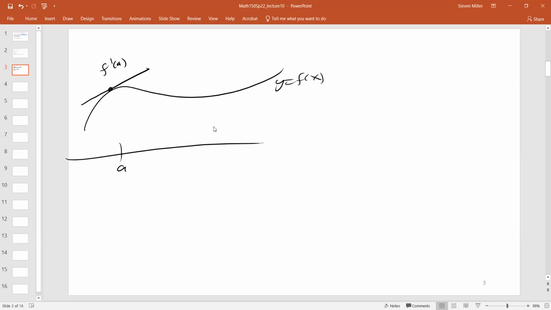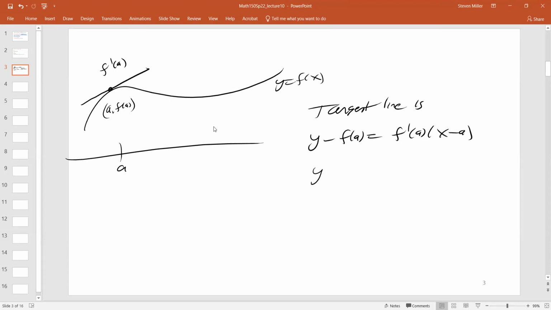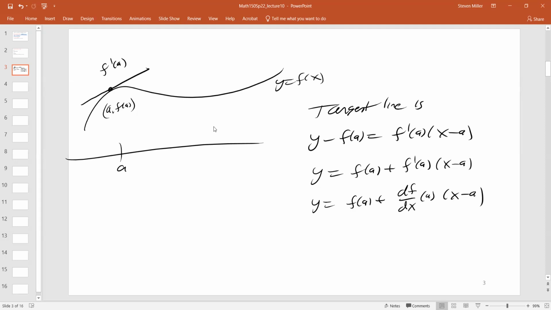And what we can do is write down the tangent line at the point (a, f of a). So the tangent line is y minus f of a equals f prime of a times (x minus a), or y equals f of a plus f prime of a times (x minus a), or if you want, f of a plus df/dx at the point a times (x minus a). Hopefully it's clear that I'm writing it pedantically the last way to make this more amenable to generalizations. We start to see how the function is changing as I move in the x direction. And the idea is, if I stay close to a, this should be a very good approximation to the function.